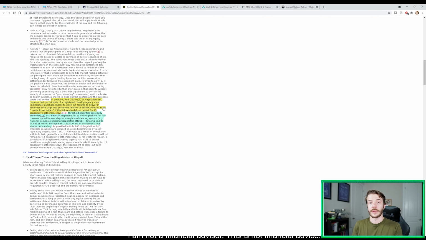Now, if we take a look here at the Securities and Exchange Commission, they talk about this rule and exactly what has to be done by market makers, not hedge funds, guys. So in addition to Rule 203, Regulation SHO requires participants of a registered clearing agency to immediately purchase shares to close out the failures to deliver in securities with large persistent failures to deliver, referred to as threshold securities, if failures to deliver persist for 13 consecutive settlement days.